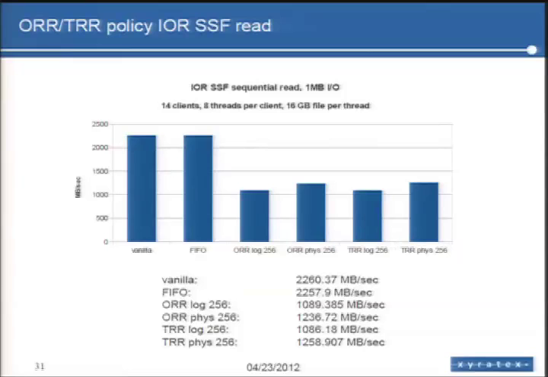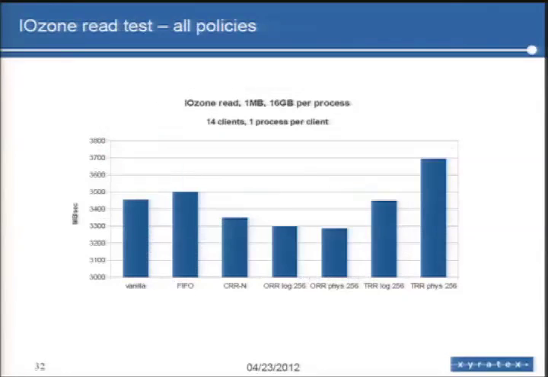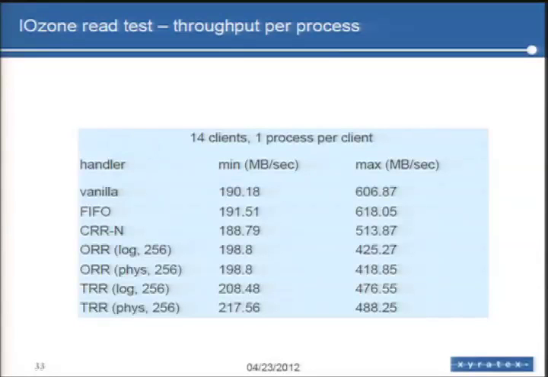This is a case where ORR and TRR show some really bad performance. I think it may be down to how IOR creates threads and schedules requests, but it's definitely something to look at in the future. This is an IOZone test. Again, you see TRR physical being of a lot of help. And another thing you also see is that all these policies, this is IOZone output by the way, have brought the minimum and maximum values together for each of the clients.